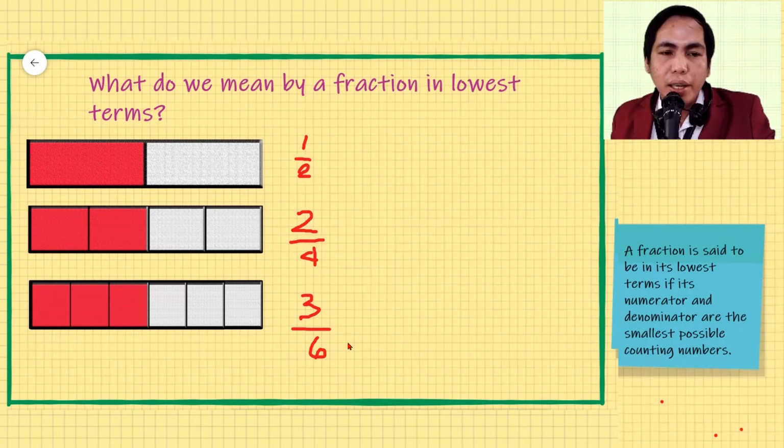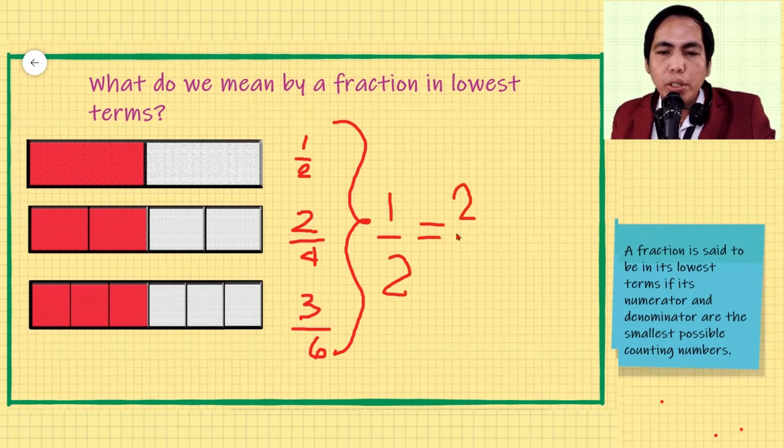But looking at the size of the red shaded parts, we can say that they are equal in value. So meaning to say that 1/2 is equal to 2/4 and equal to 3/6. They are equivalent fractions. So since they are equivalent fractions, we can say that 2/4 and 3/6 are just two of the many different forms that we can represent 1/2.